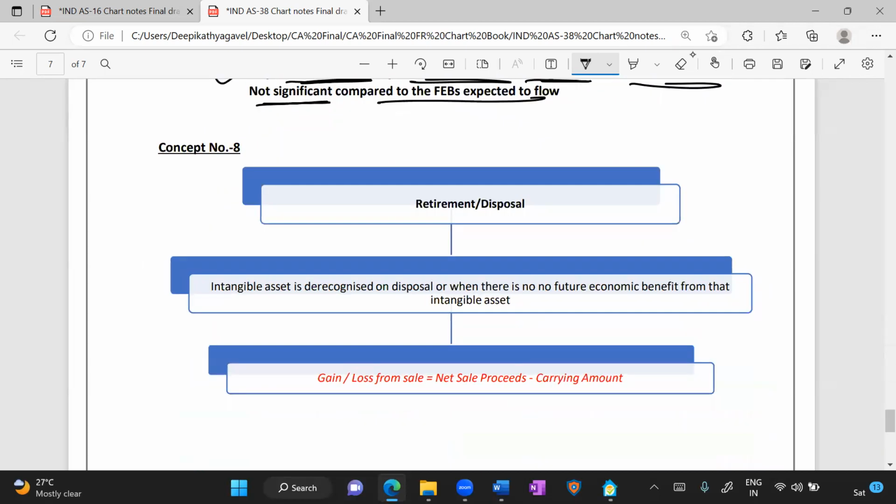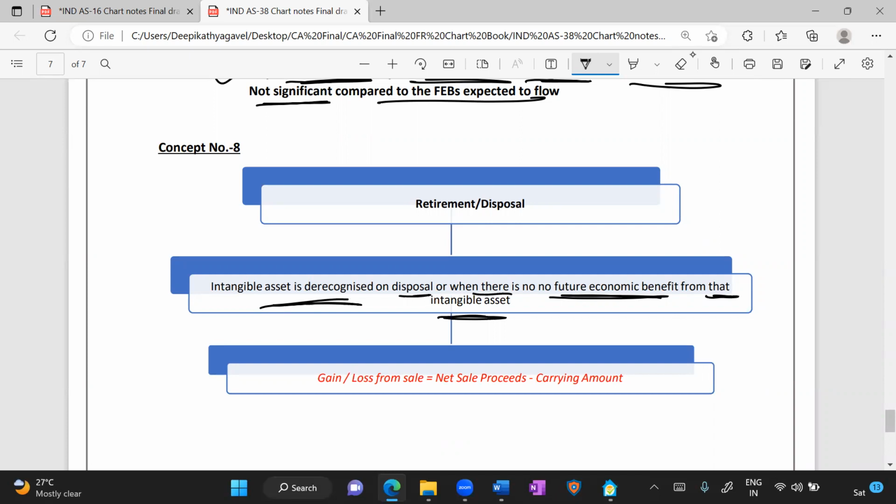Now, next, the concept number 8, the retirement or disposal of intangible asset. Intangible asset is derecognized on its disposal, or when there is no future economic benefit from that intangible asset. Because in applicability itself, you saw that one important condition was future economic benefit should flow, right? And you should have control over that future economic benefit. So once either you're derecognizing the asset or the future economic benefit from that asset ceases, the asset's retirement or disposal will be done.